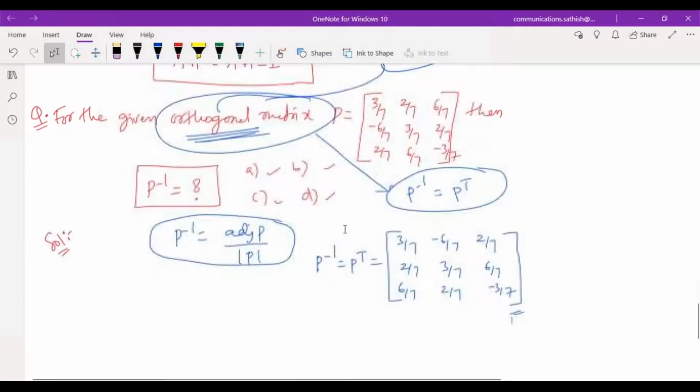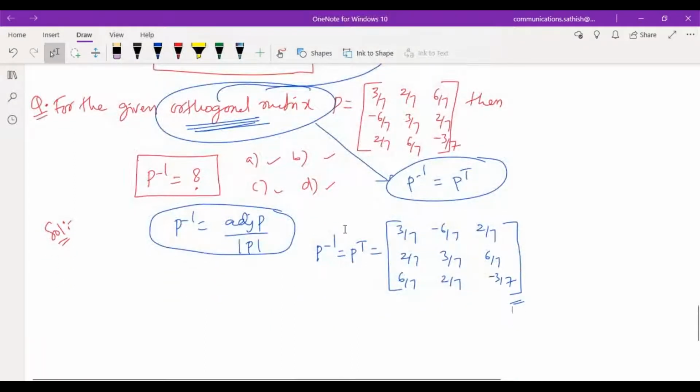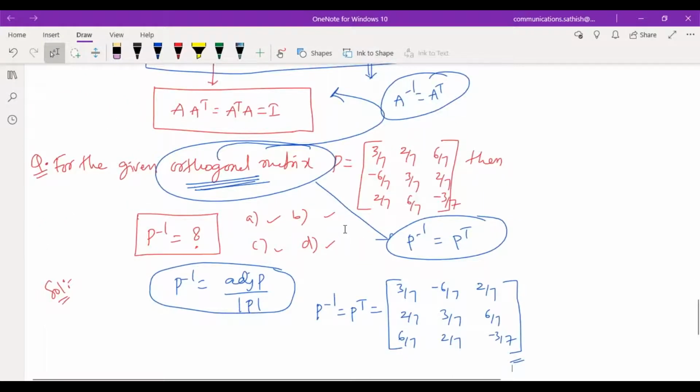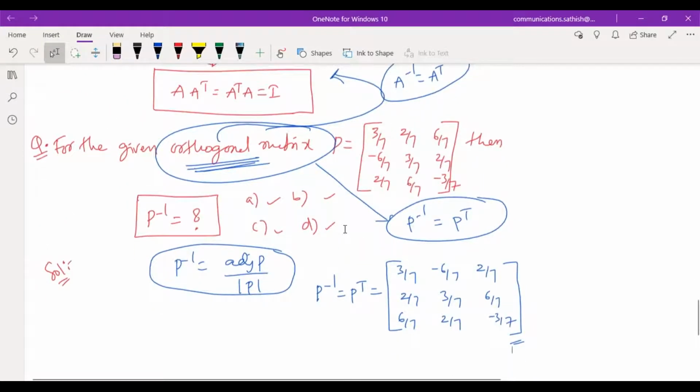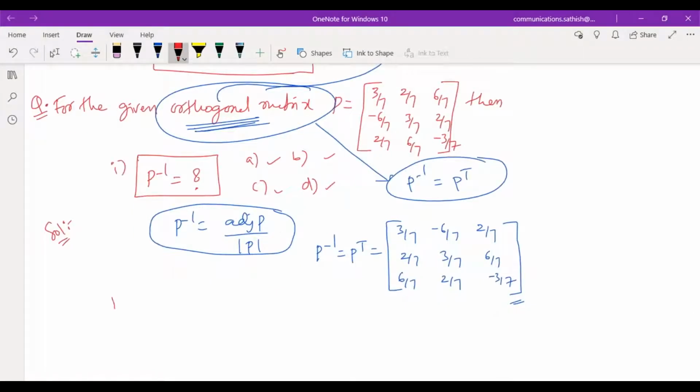Suppose this is one of the problems. For the given orthogonal matrix, this is question number 1. Then question number 2: if they asked you the value of A transpose A, what is the answer for that? Identity matrix, sir. Yes, sir.